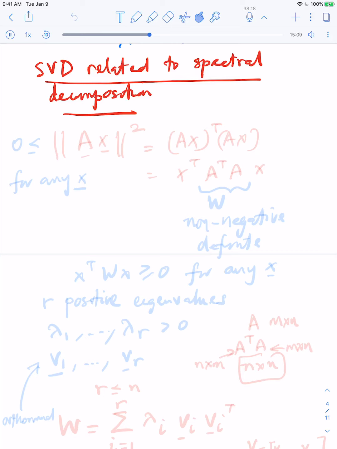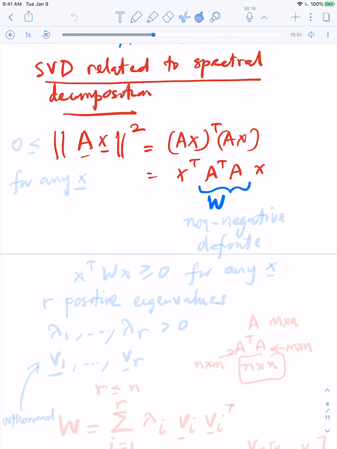So let me look at AX for an arbitrary vector X. Let's look at the size of this, so the L2 norm squared of that. What is that? It is AX transpose AX, right? Which is X transpose A transpose A times X, right? And so I can see that there is this matrix that is appearing here. Let me call it W. And this W is actually non-negative definite.